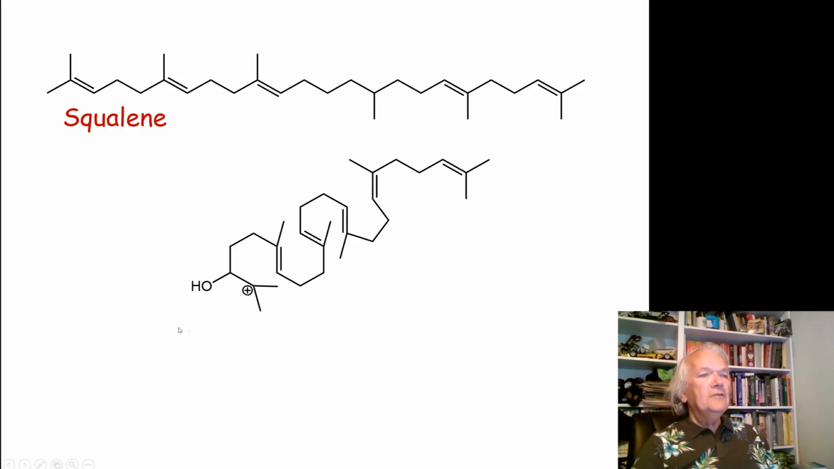So we're going to form this alcohol with a tertiary carbocation right now here. Now, what's going to happen? Something's happening to this tertiary carbocation.